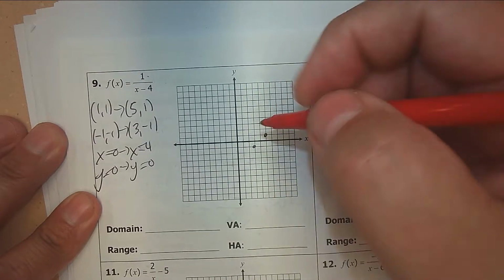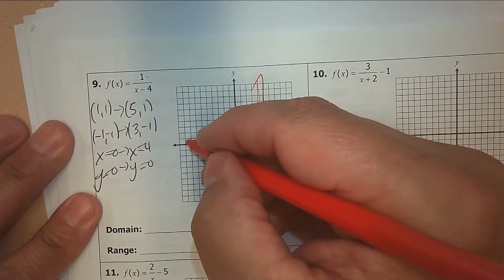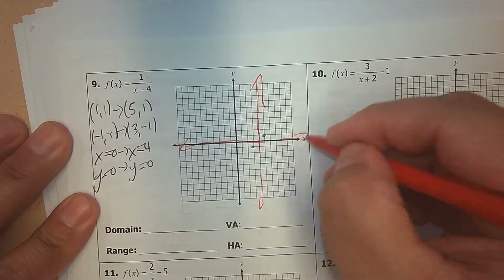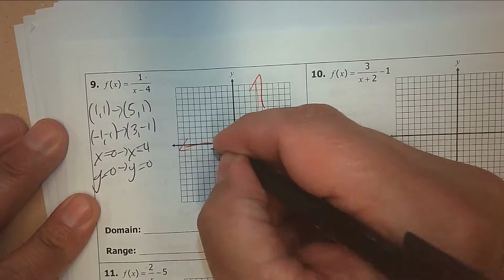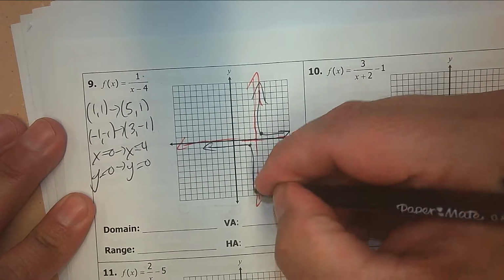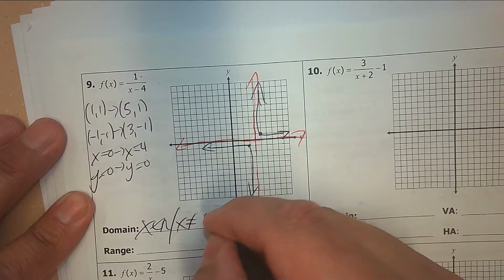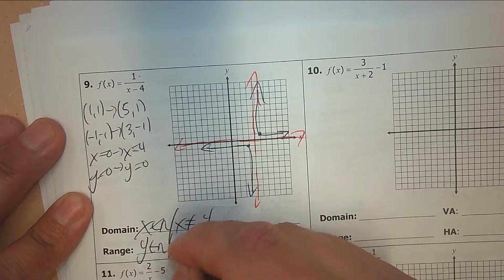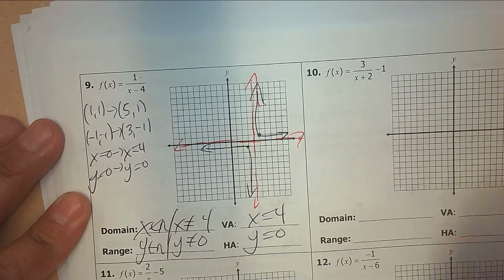Asymptotes are at 4 and 0. Now, the end behavior goes to the asymptote, and then at the vertical asymptote, what's above goes to infinity, what's below goes to -infinity. So the domain, x cannot equal 4, and y cannot equal 0. That's also your vertical and your horizontal asymptote.